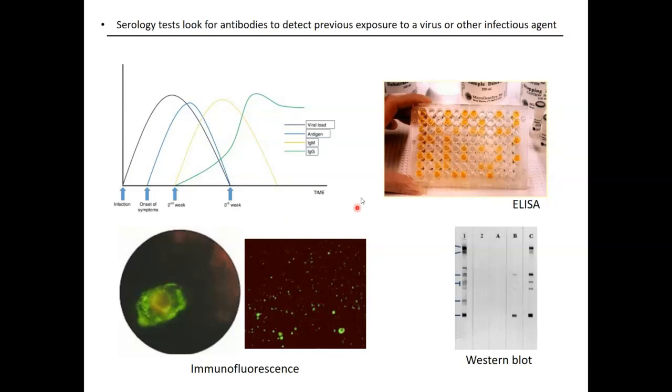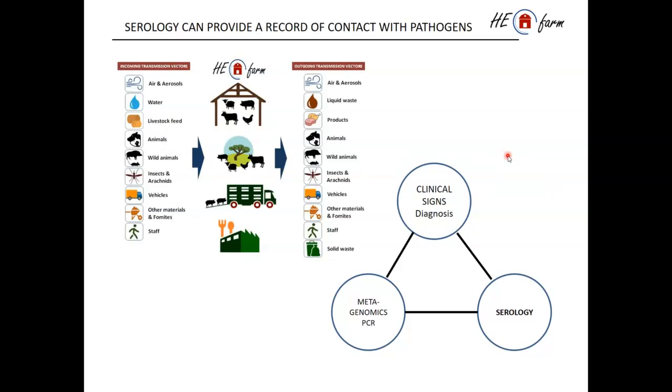Okay, there are several techniques to measure antibodies. Typically, the ELISA test, which is detecting antibodies bound to a solid support. Immunofluorescence, which is a microscopic-based technique, and also Western blot, which I'm not going to describe in detail.